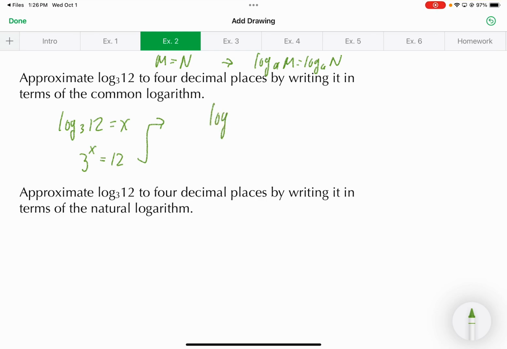So that looks like log of 3 to the x equals log of 12. Was that my door again? No? Was it? Okay.